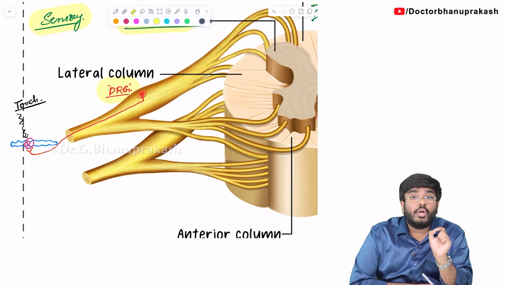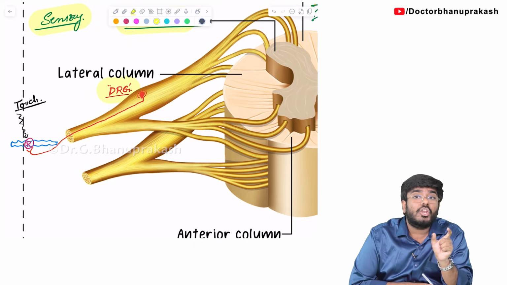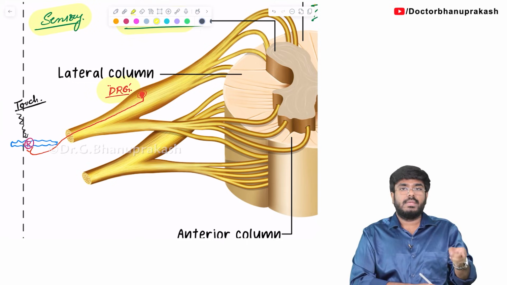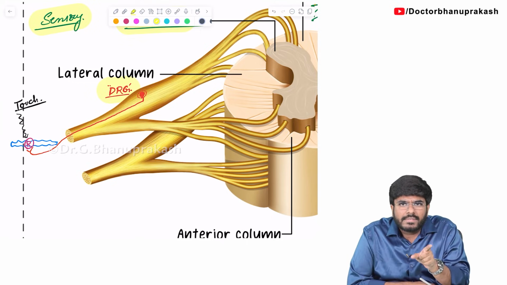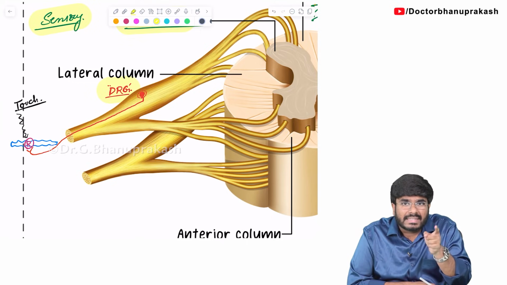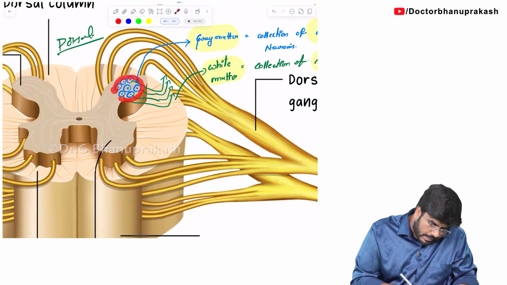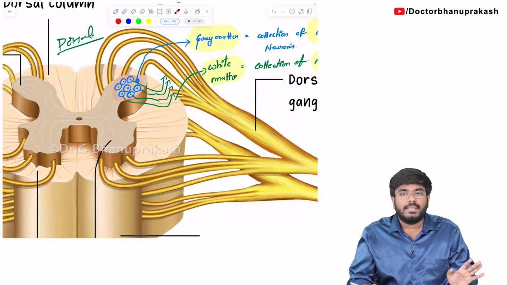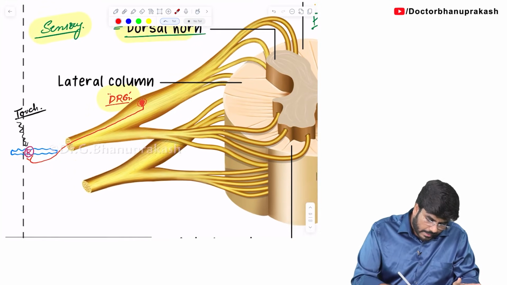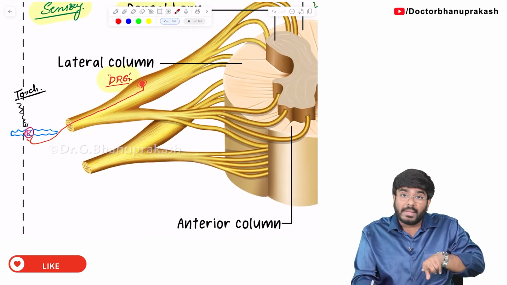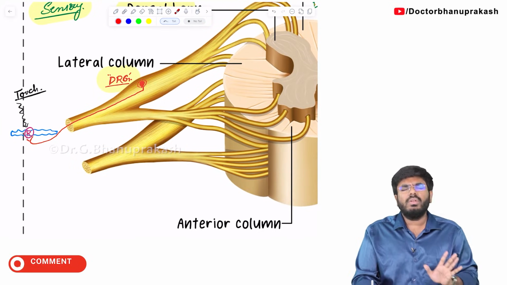The word ganglion means a collection of cell bodies in the peripheral nervous system. The collection of cell bodies of neurons in the central nervous system is called grey matter. In the same way, the collection of neurons in the peripheral nervous system is called a ganglion. Okay, we will discuss that.